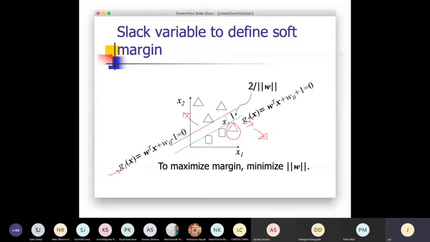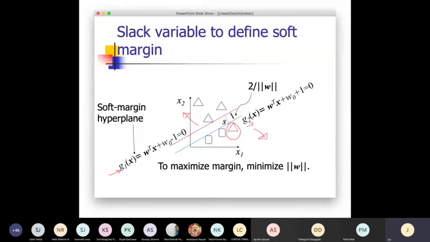The value of the slack variables for samples which are classified properly, keeping the conditions we specified, should be 0. Otherwise, the value would be positive, greater than 0. So this is the slack variable we are introducing, and we call the hyperplanes defining these margins soft margin hyperplanes.